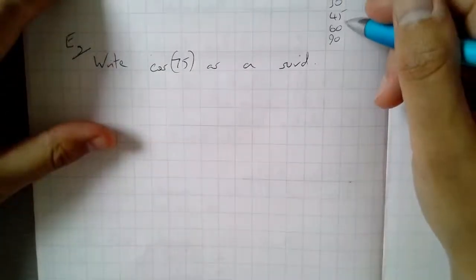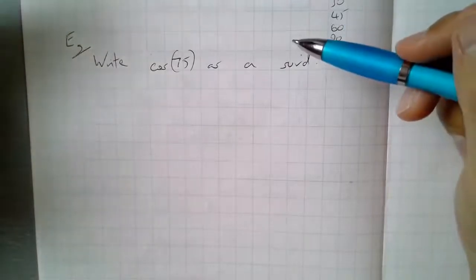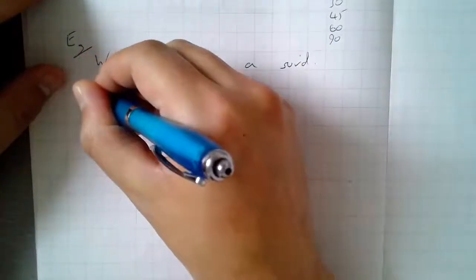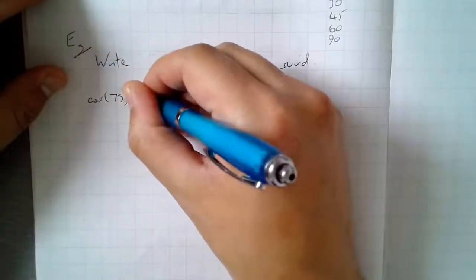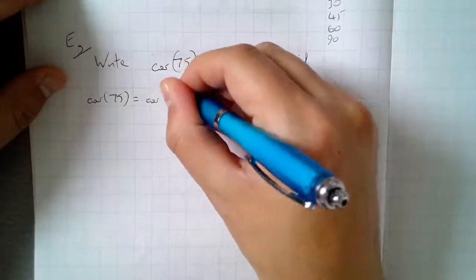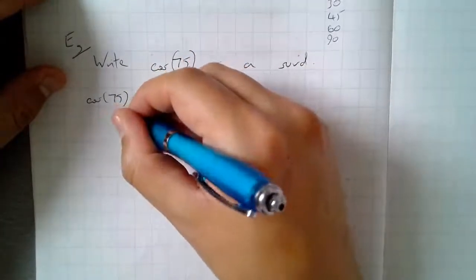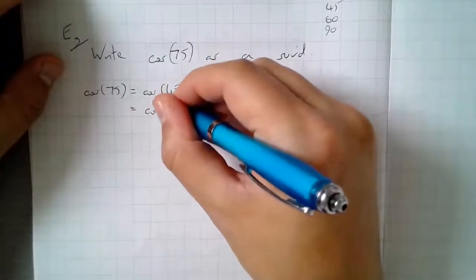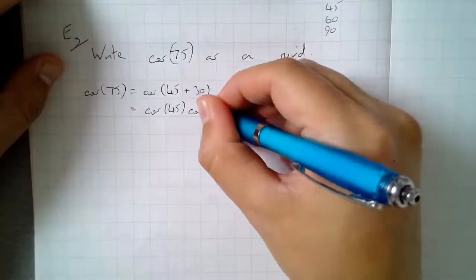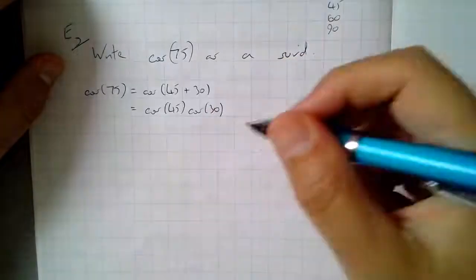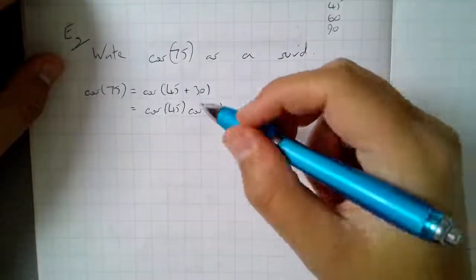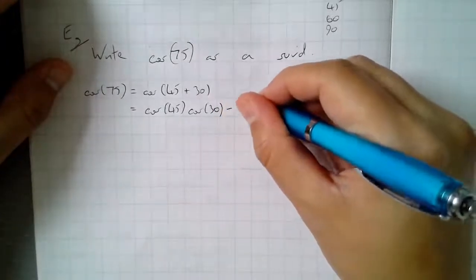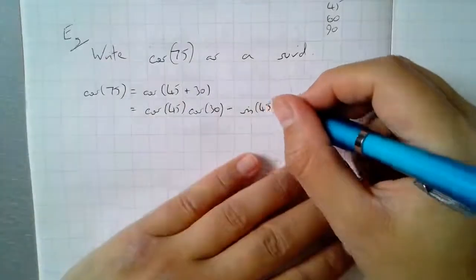So we just look at this and think, okay, how can I get to a 75? You might need to add, you might need to take away. In this case, it's easy to add a 30 and a 45 together. So cos 75 is equal to cos of 45 plus 30. Really doesn't matter which way you write these ones down. Cos 45 plus 30 is cos of 45, cos of 30. And the way I always remember this is if it's a plus there, it's a minus here. Just cos. And that's going to be sine 45, sine 30.